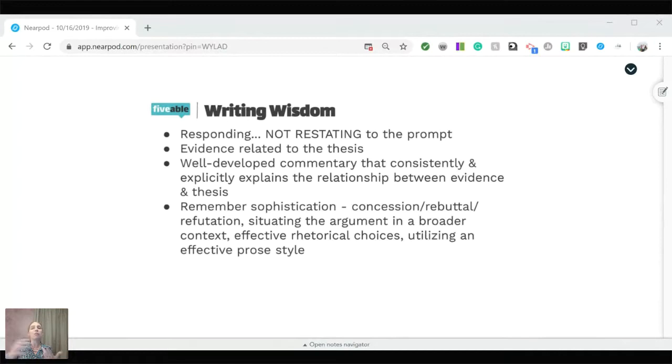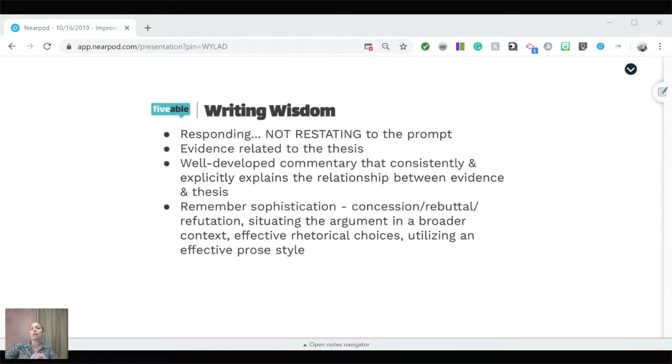Your commentary needs to be well developed. Make sure that it's consistent and that it explicitly explains the relationship between your evidence and your thesis, okay? As we go through our streams, we'll have some sentence frames for you that you can use to kind of help you out with those. And I think that's a great thing to think of.